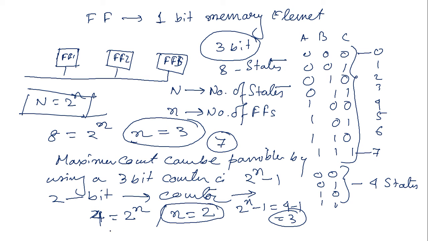We can count 0 to 3, or we can count 3 to 0. For an up counter 0 to 3, for a down counter 3 to 0, or in the other case, for an up counter 0 to 7 or 7 to 0. So we can apply this as an up or down counter, or both.